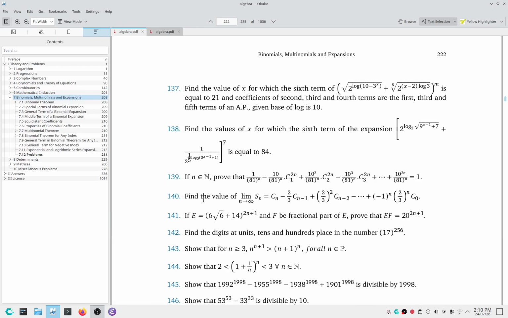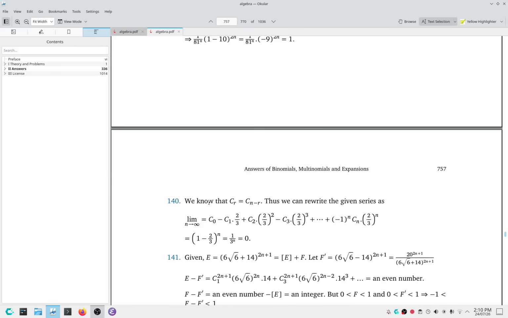Now we come to the last problem of the set. We have to find the value of the limit as n tends to infinity of Fn, which is equal to nCn minus 2 upon 3 times nCn minus 1 plus 2 upon 3 squared times nCn minus 2, up to minus 1 to the power n times 2 upon 3 to the power n times nC0. So this will require understanding of the concepts of limit. If you have not studied calculus yet, you can skip the question. If you have studied calculus, well and good.